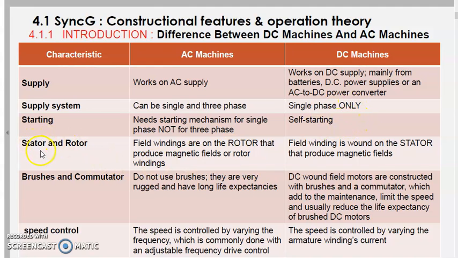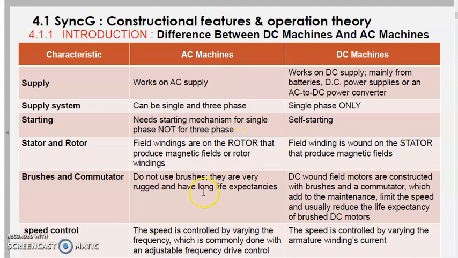In terms of stator and rotor characteristics, for the AC machine we have field windings on the rotor which produce the magnetic fields, the rotor winding. In terms of the DC machine, the field winding is wound on the stator, so the stator itself will produce the magnetic fields.